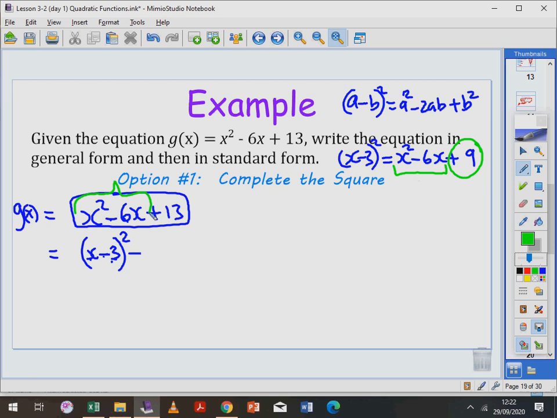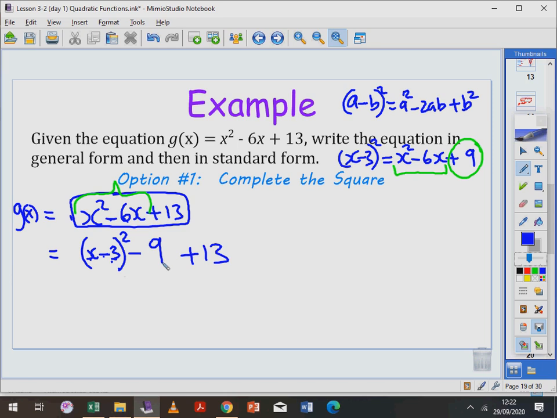The 13 is still there because it was part of my original equation. But I know that when I expand this, it's going to give me a 9, which is not part of the original expression. So to get rid of that 9, I know that I'll have to subtract 9.